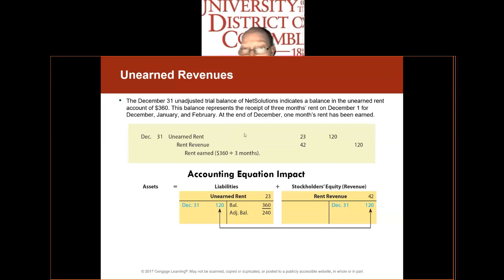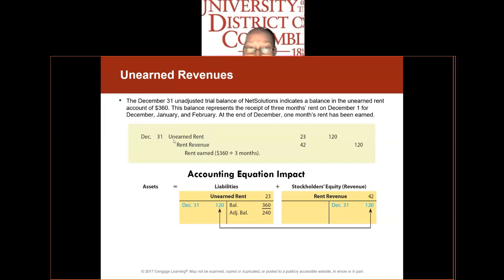So here's how the NRE looks. Again, we were paid for 3 months of rent for our equipment from our customer. Our customer paid us $360 to represent the rental of our equipment from December, January, and February. At the end of December, I need to recognize that I have earned that rental income. So how do I do that?